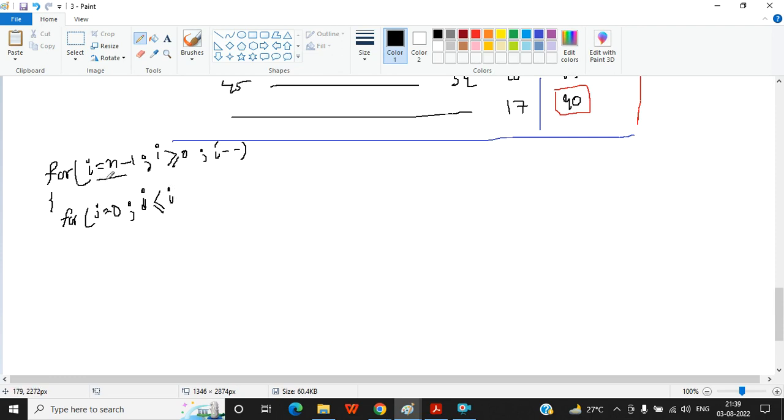j plus plus. See, the value of i is n minus 1, so it will be the last position. After that, i will be decremented by 1, so the second last position. So this loop will iterate up to the second last position.